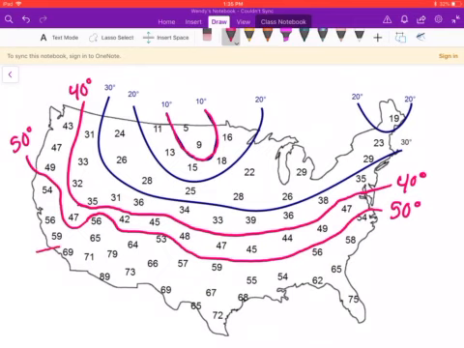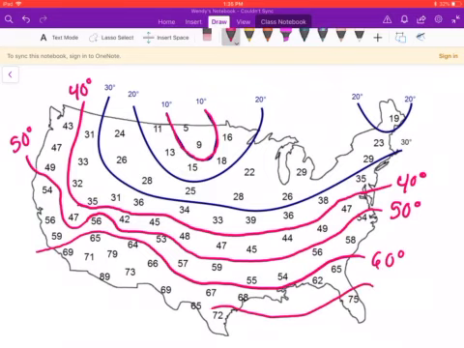Okay, and then I need to do my 60. And 70, and then I even have an 80 here.